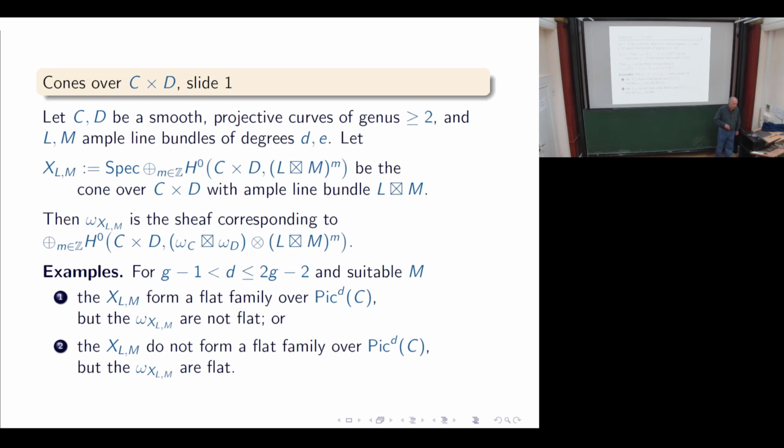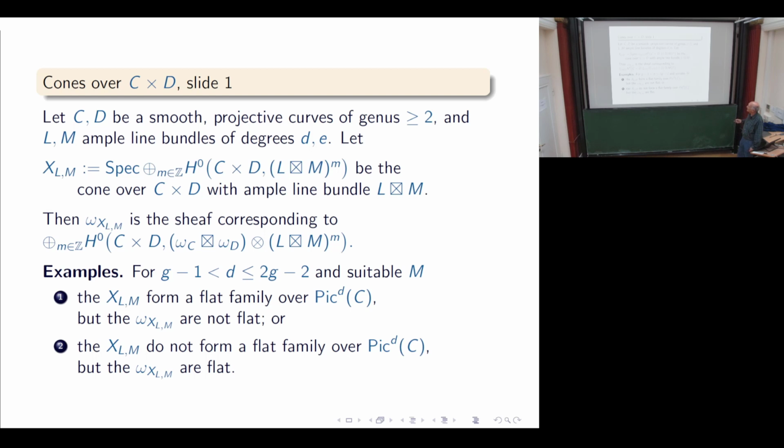And so now I will choose the degree of the first line bundle L to lie between g minus 1 and 2g minus 2. Okay? And so then what I will do, I will fix M, and I'll let L vary through all the line bundles of this degree. So then I get the family of cones parametrized by the degree d component of the Picard.